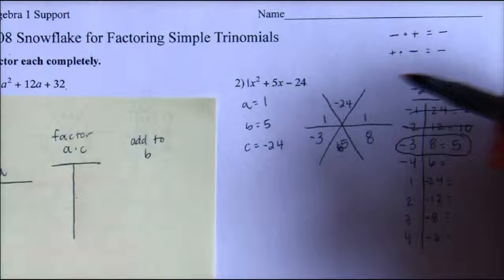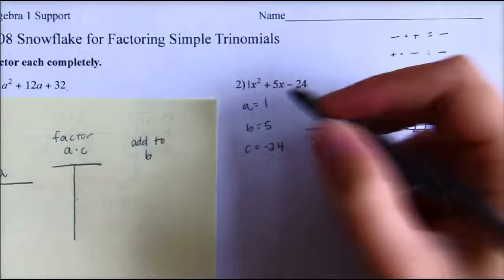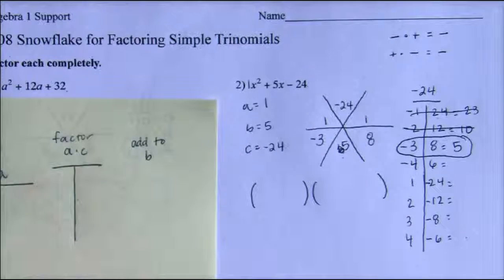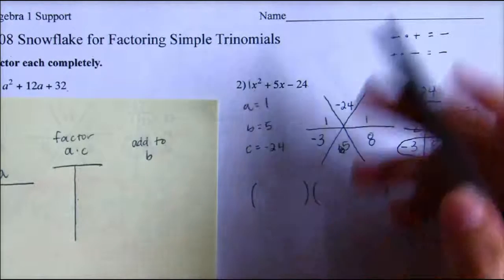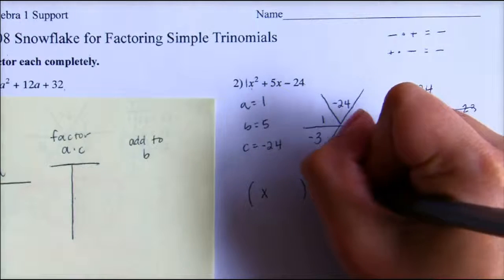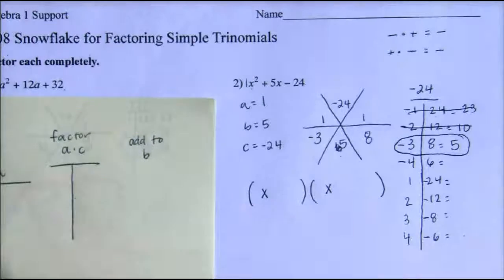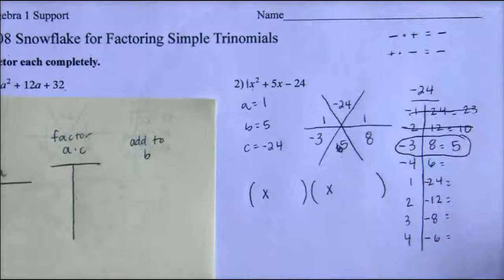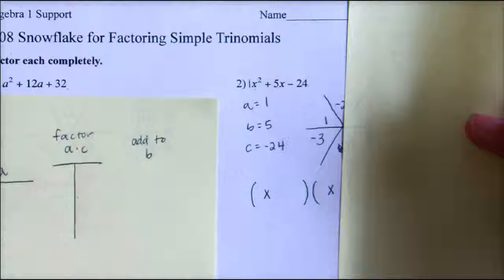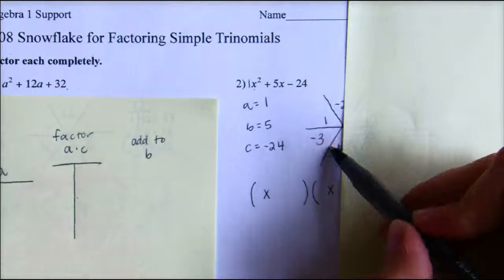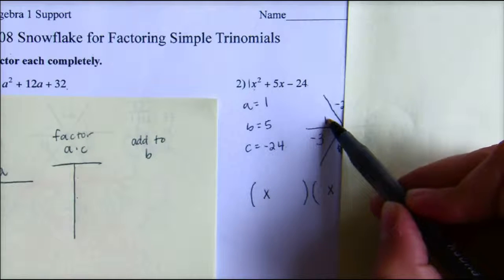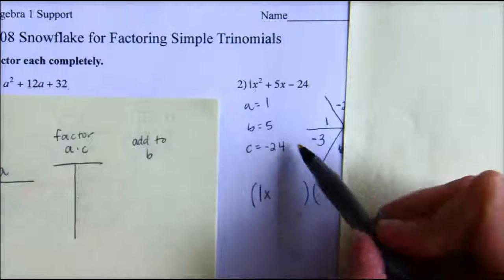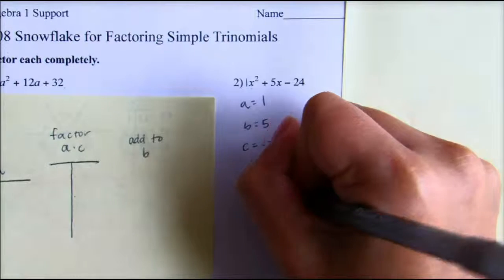Okay, almost done. So I've filled out my snowflake. I've done the hard part. Now I just have to put this as a binomial. So I'm going to set up my parentheses. In this case, I had an x squared, so I need an x here, and I need an x here. I'm going to cover up half of my snowflake in that first half. Sorry about that. In that first half, I've got a 1 over a -3. So the number over here is always going to go in front of my x. I'm going to put a 1. Here I have a -3, so I'm going to put -3.